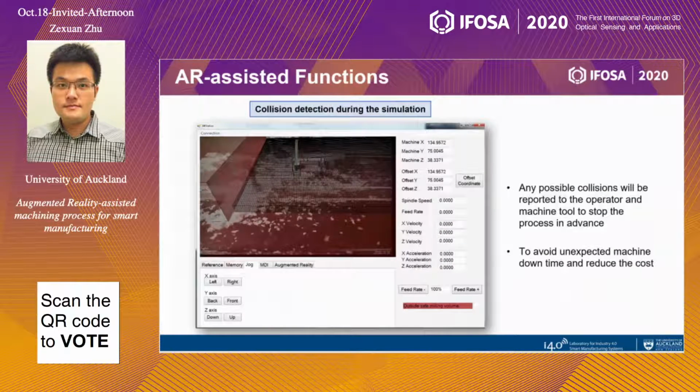And the other key feature is the collision detection during the simulation. During the simulation process, when the virtual cutter reaches the dangerous space, a collision alarm will pop up on the user interface, and the emergency stop would be automatically triggered to prevent actual collisions. Any possible collisions will be reported to the operator. This feature can also avoid any unexpected machine downtime and reduce the cost in the real manufacturing environment.